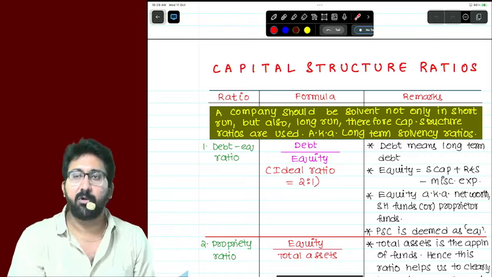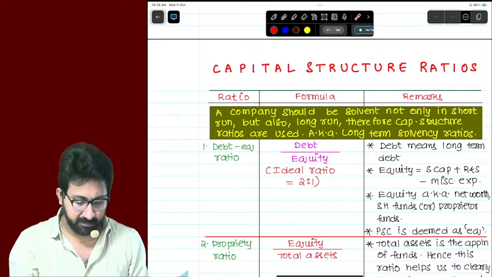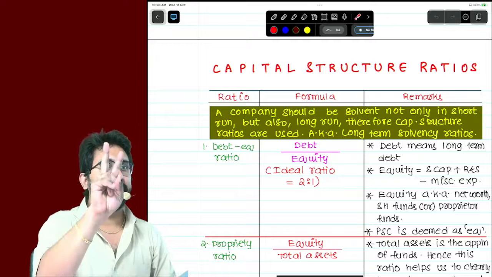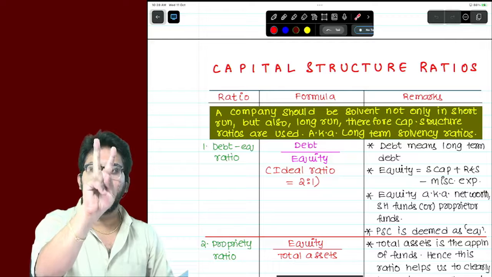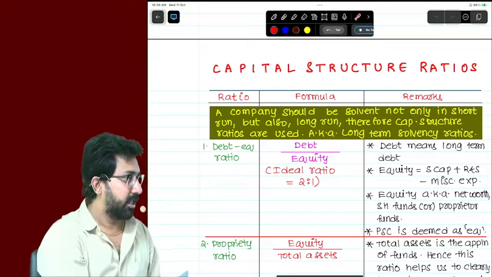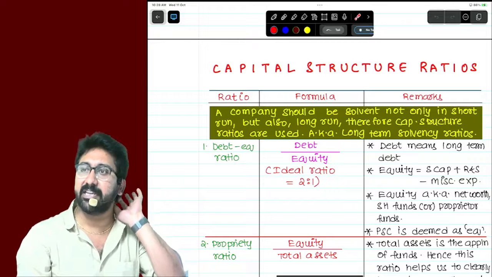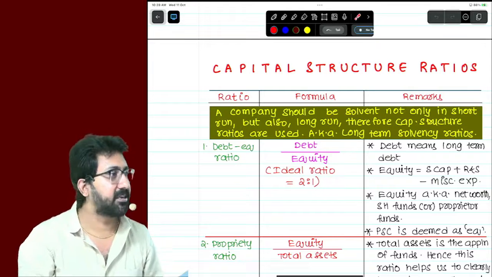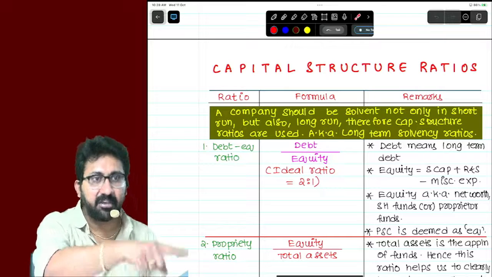What is the formula for the debt equity ratio? Debt by equity. Very good. Now tell me, I will purchase assets in a company. Assets are of two types: number 1 and number 2. One is a fixed asset, another one is a current asset. Assets will be purchased by financing. Who will give the finance? Debt will give finance. Equity also will give finance.